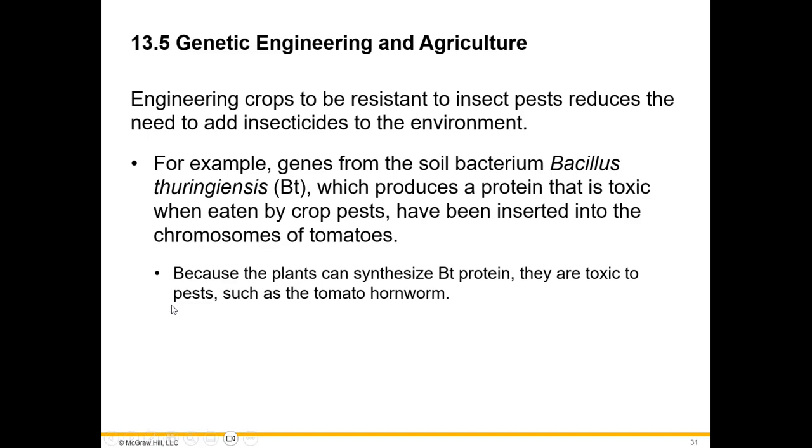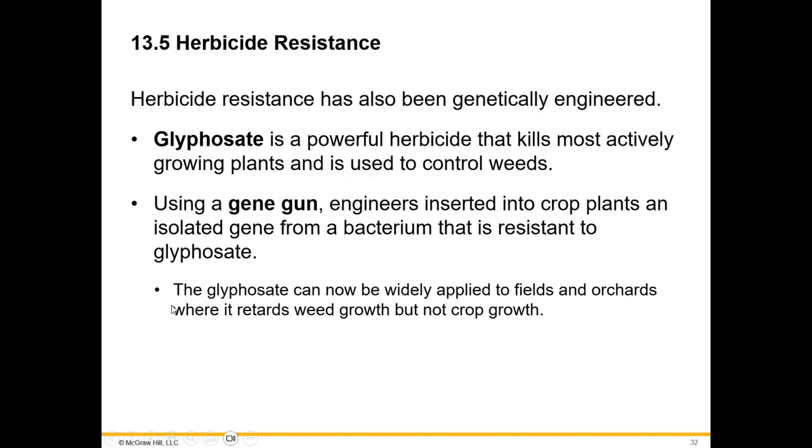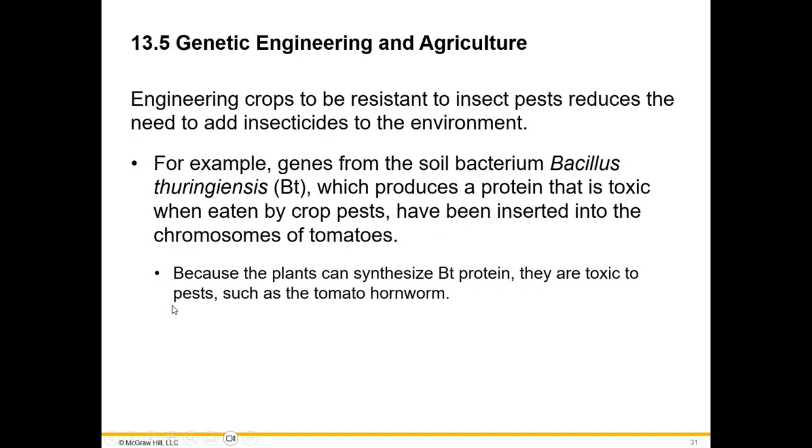One example is using a soil bacterium gene from Bacillus thuringiensis, which we call BT for short, which produces a protein that is toxic when eaten by crop pests. These genes have been inserted into the chromosomes of tomato plants, and because the plants can synthesize BT protein once that gene is inserted, they'll become toxic to the pests that like to eat them, like the tomato hornworm. So that's one example of genetic engineering to kill insects with the genes you have inserted into your target crop.